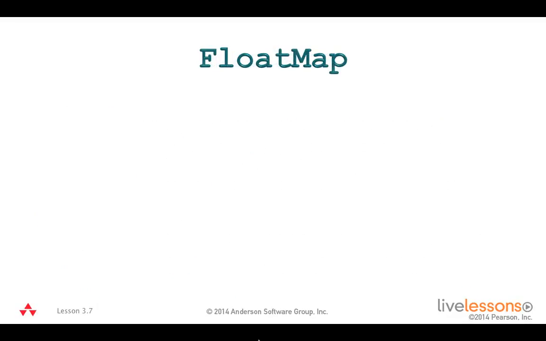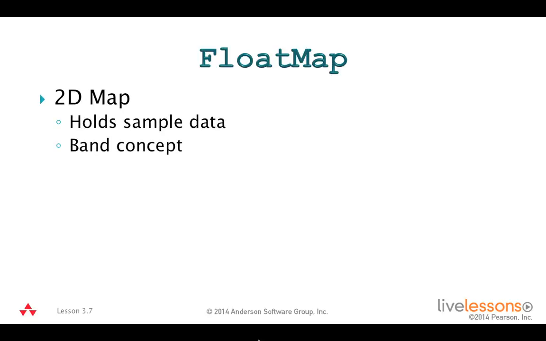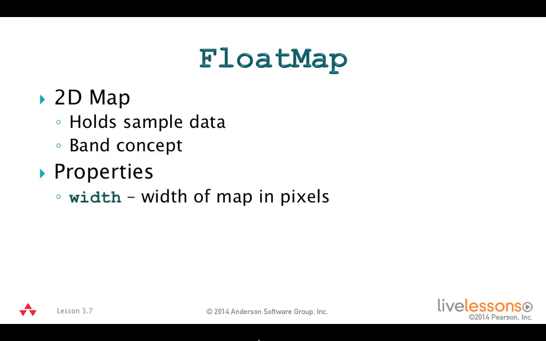FloatMap is a support class that lets you create 2D maps of XY sample data. FloatMap also supports a band concept, where band 0 is used for the X offset and band 1 for the Y offset. Here are the properties. Width is the width of the map in pixels, and height is the height of the map in pixels. Both properties have a range of 1 to 4096 with a default of 1.